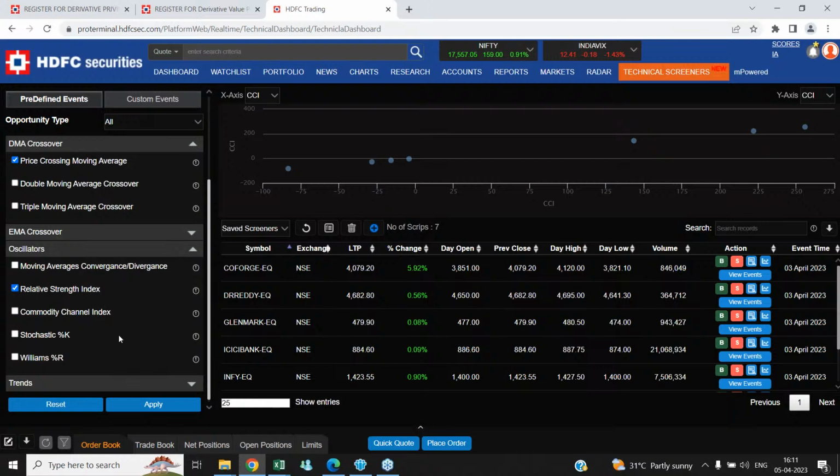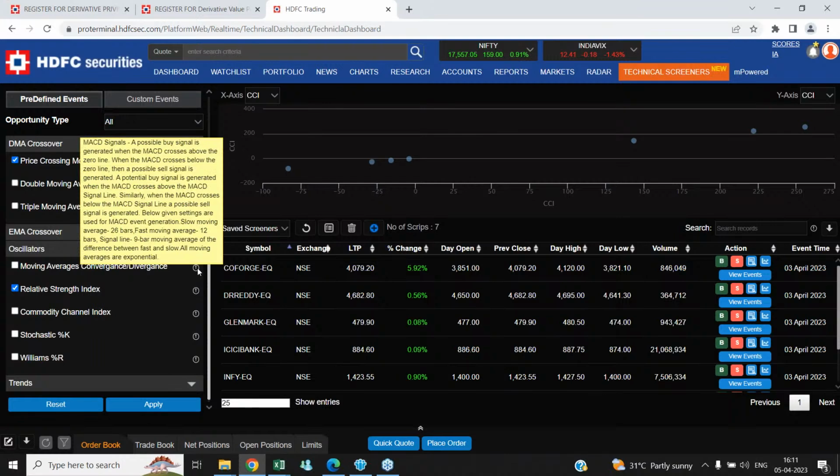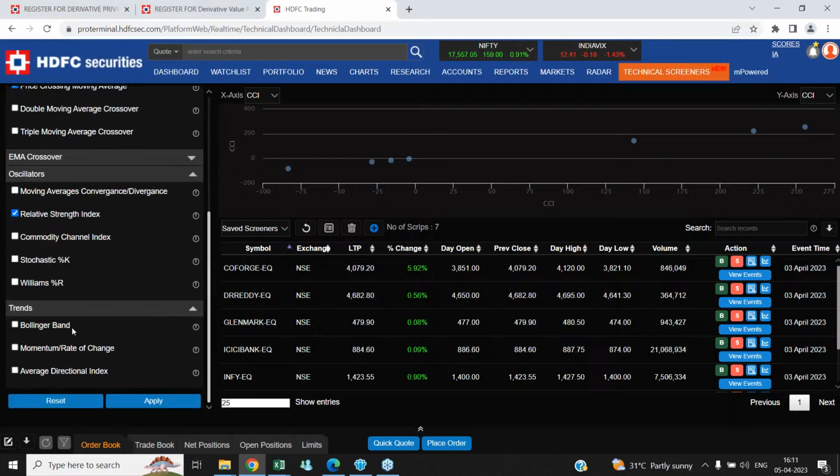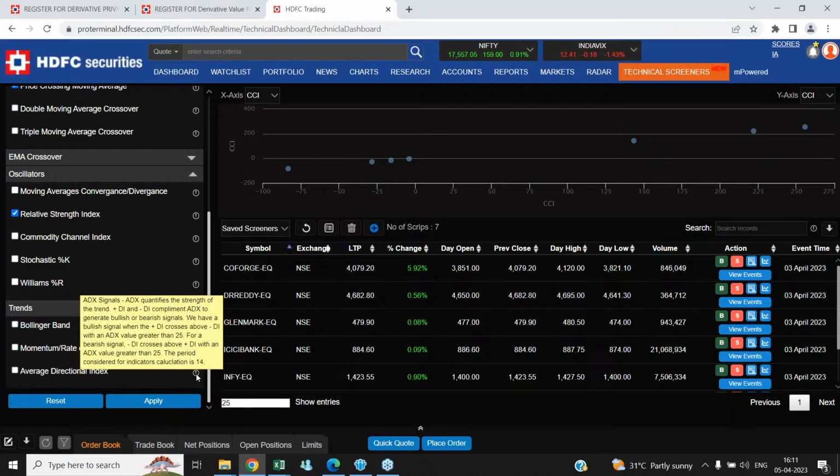You first have to understand how these parameters work. By seeing this exclamation icon, you will be able to understand how the parameter works. Based upon your preference, you can then choose individual parameters or all the parameters. We also have others like Bollinger Band, momentum, rate of change, or the ADX index. There are different parameters, and if you click on the exclamation mark, you will see a short description of that parameter.